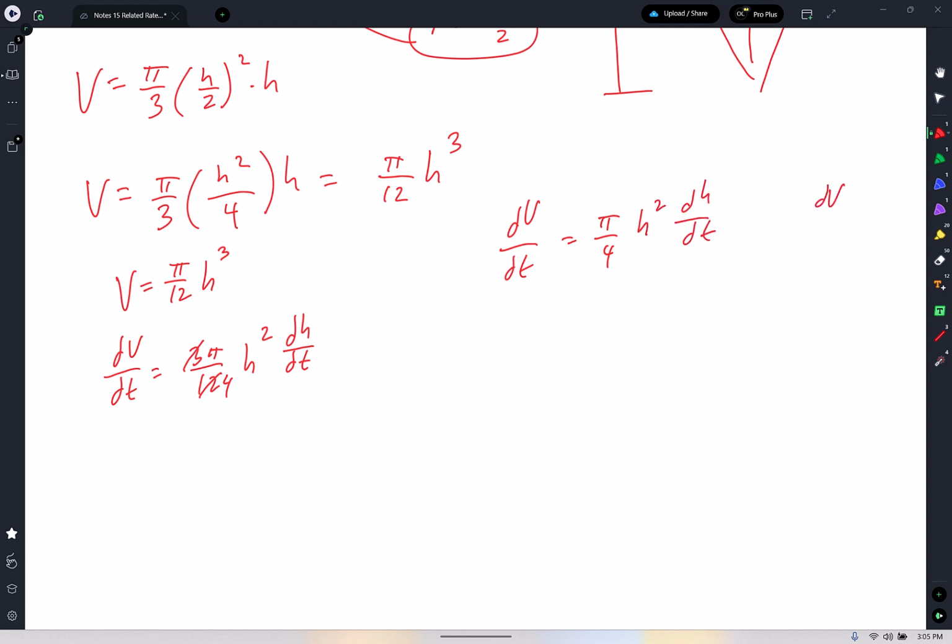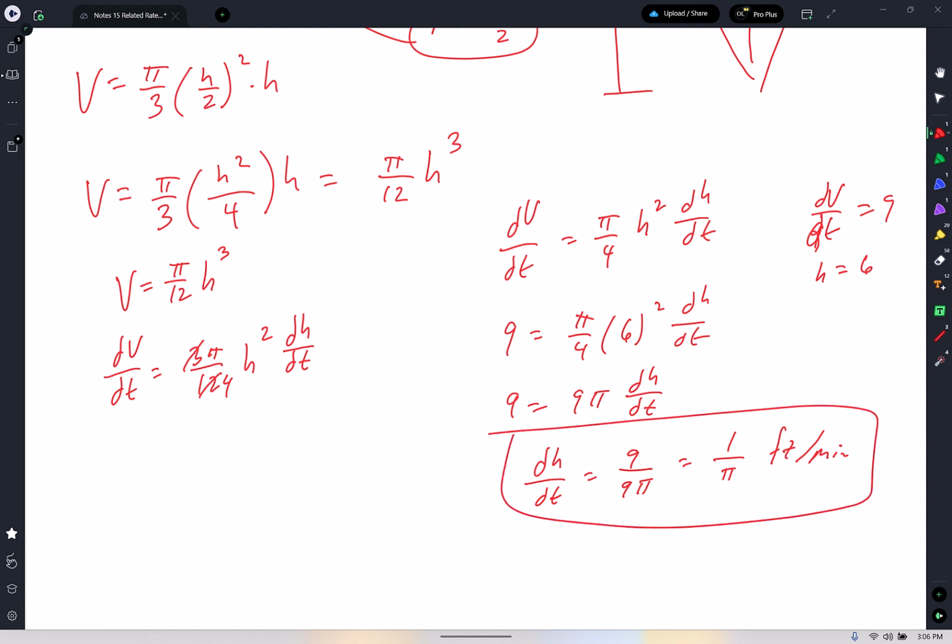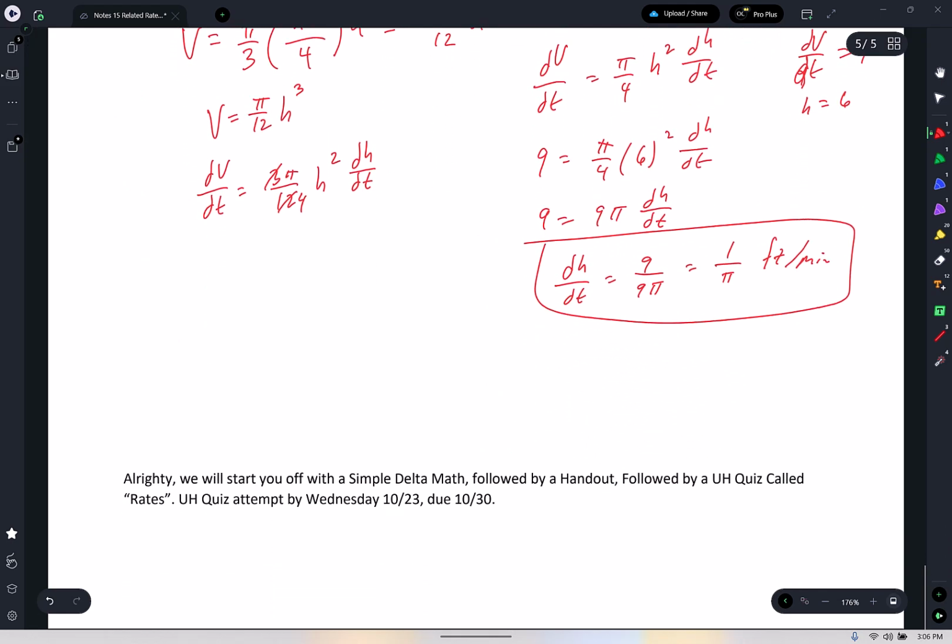Let's plug in. dV/dt was 9. What was the height again? 6. And that's all I need. So 9 equals pi over 4 times 6 squared dH/dt. 6 squared is 36, 36 divided by 4 is 9. So 9 pi dH/dt. Oh, look. dH/dt equals 9 over 9 pi, which is the same as 1 over pi. Feet per minute. Same answer as before. Which one do you like better? Cool or not cool? I think we cooked. Did we cook?